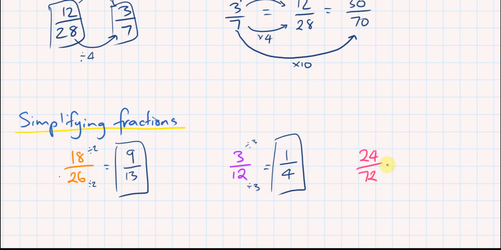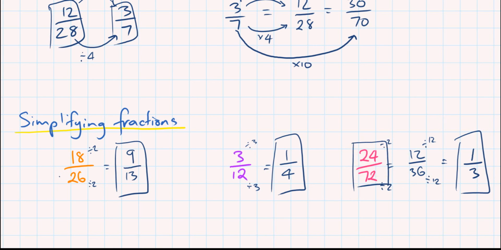This last example here, the easiest thing to do is to halve. So I can see that both of these are divisible by 2, so you could just do that initially. So we get 12/36, and then you can see that both 12 and 36 are divisible by 12. So if I divide the numerator by 12, then the denominator by 12, I end up with 1/3. So 1/3 is the simplest fraction that you will get from 24/72.